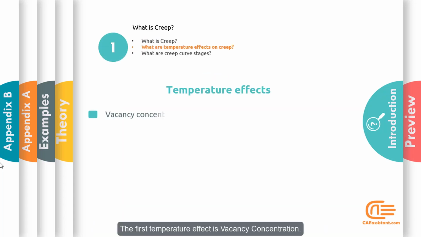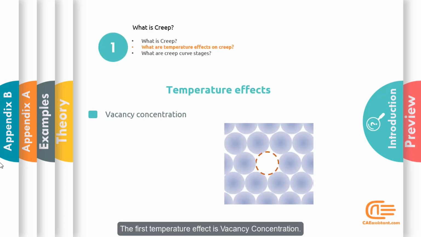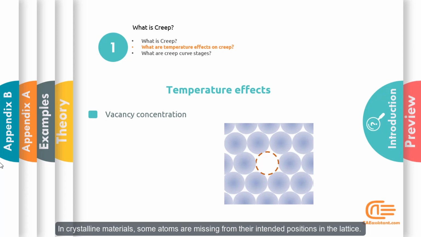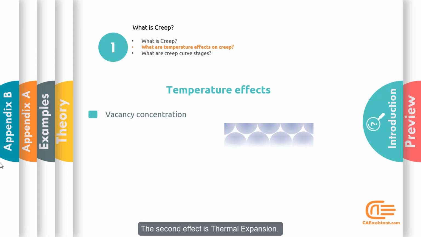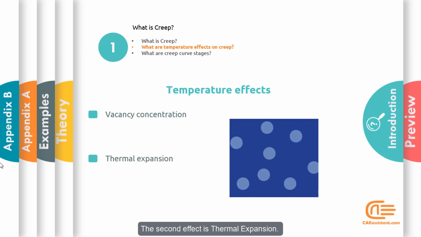The first temperature effect is vacancy concentration. In crystalline materials, some atoms are missing from their intended position in the lattice. These defects in the crystal lattice are called vacancy concentration. Increasing temperature leads to an increase in the concentration of vacancies, and an increased concentration of vacancies aids the creep process.